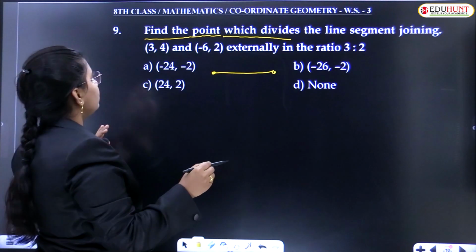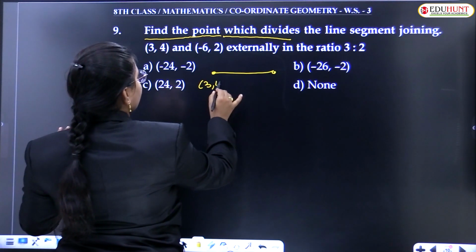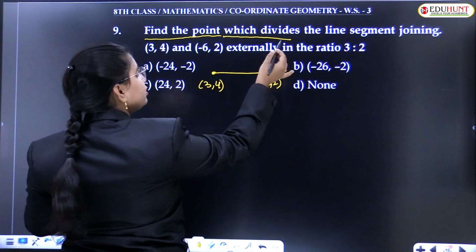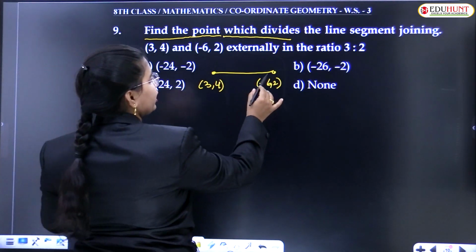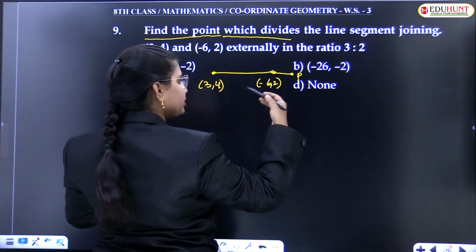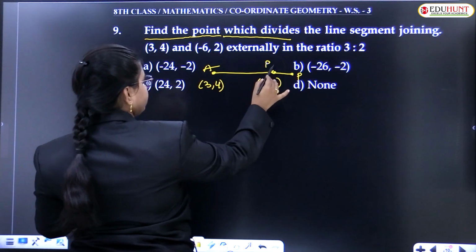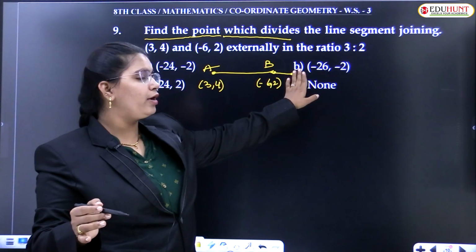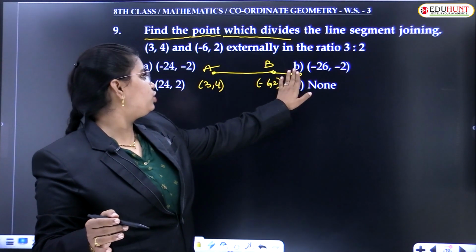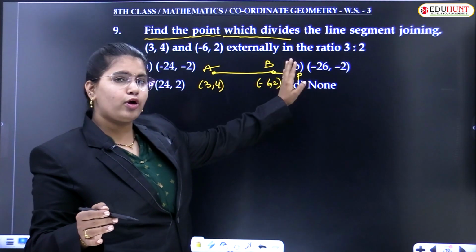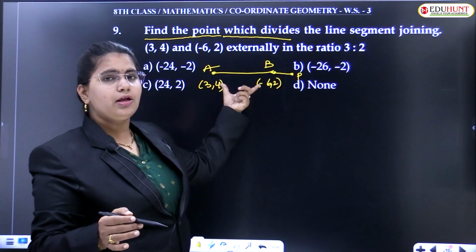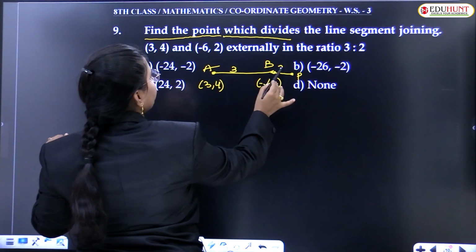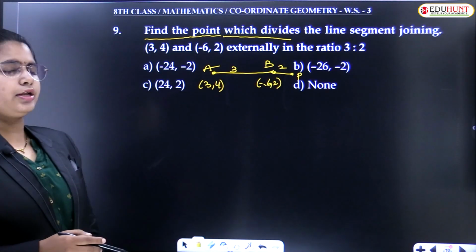Joining 3, 4 and minus 6, 2 externally in the ratio. So I have to take my particular point P externally. Let me take these 2 points as A and B, and let me take my particular point P. This point P I need to find out. This point P divides the line segment AB externally. They have given the ratio also, which is in the form of 3:2. Correct? M:N is 3:2.